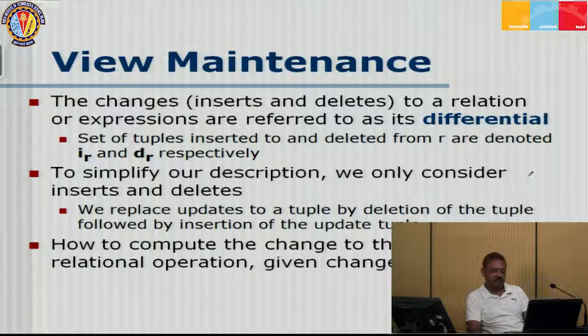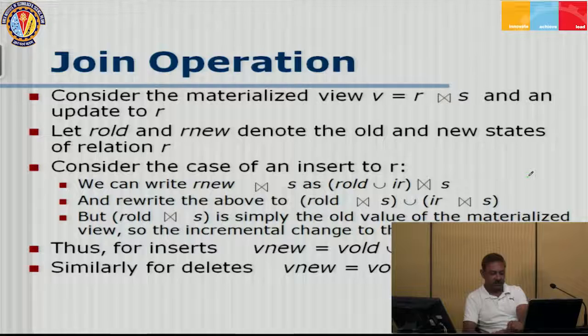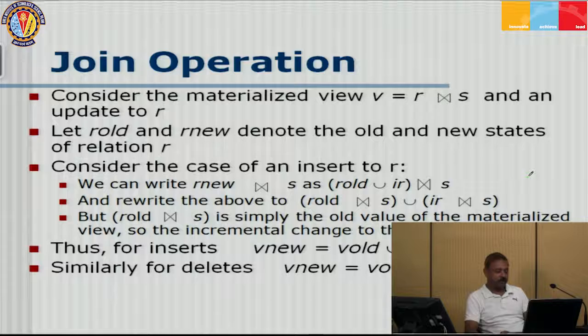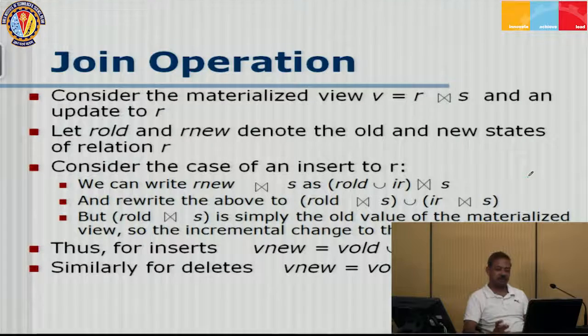So you delete the old tuple and insert the new tuple with the updates. How do we compute the change of the result of each relational operation given changes to its inputs? That's what we are trying to discuss. If we are able to do this, then views, which are nothing but a collection of operators, can be handled also. Let me begin with an example of an operator which we use extensively in data warehousing, and that is the join operation. You need to join the dimension tables with the fact tables for every query that you execute on a data warehouse.